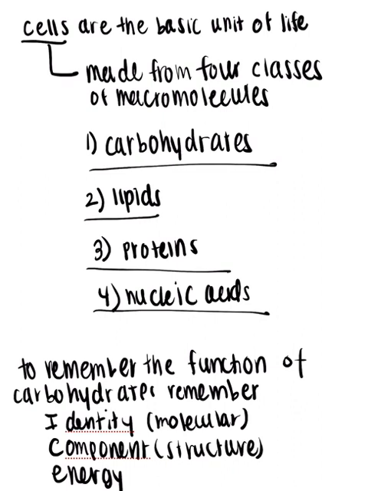So let's begin. Cells are the basic unit of life. They are made from 4 classes of macromolecules. So just think macro means big and molecule, so it's a big molecule. So these are huge molecules, right? So 1 would be carbohydrates, 2 would be lipids, 3 would be proteins, and 4 would be nucleic acids.